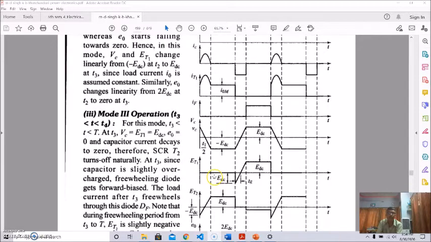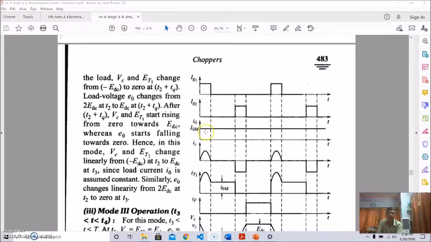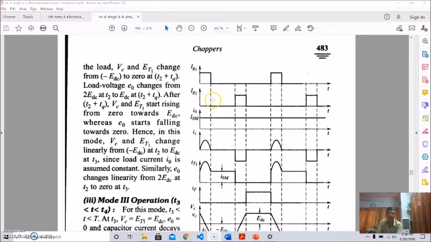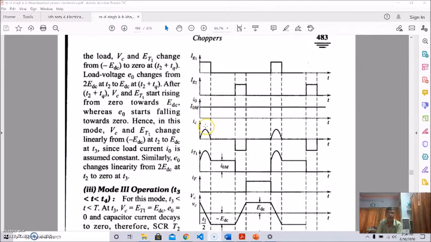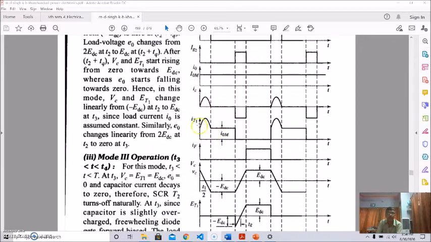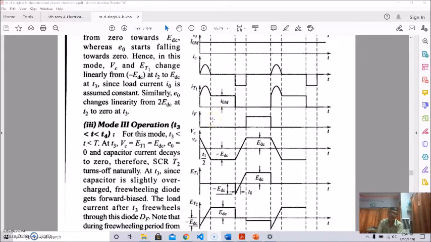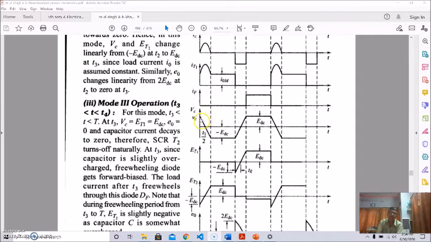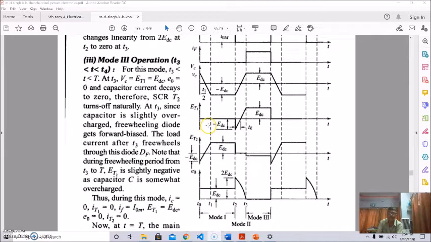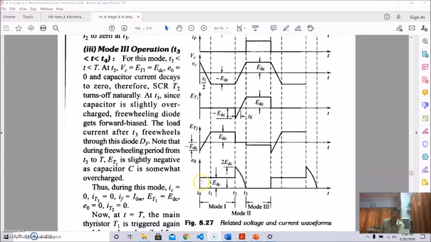So see, this is the current through thyristor T1, this is the load current, this is the charging current. This is the current through resistor 1, and this is the capacitor voltage at T1 by 2, that is shown. This is the auxiliary thyristor voltage, and this is the output voltage. Here, this is for mode 1, from 0 to T2.